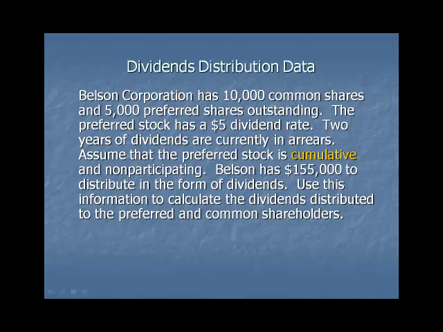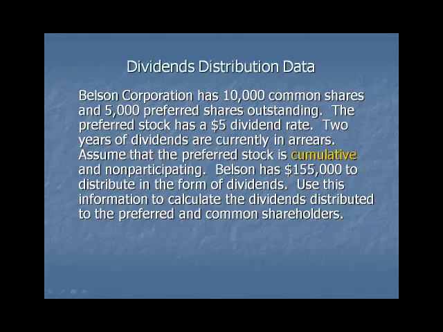2 years of dividends are currently in arrears. Assume that the preferred stock is cumulative and non-participating. Belson has $155,000 to distribute in the form of dividends. Use the information to calculate the dividends distributed to the preferred and common shareholders.